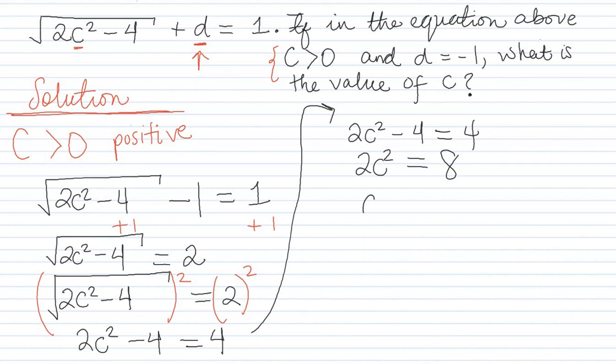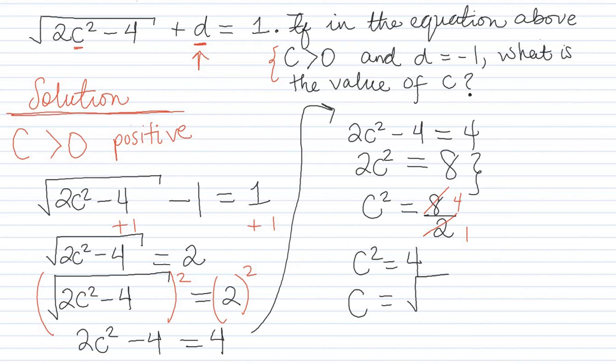So you have c squared equals 8 divided by 2, because that's the whole point. We're trying to solve for c. So we have 2 here, 2 in 8, that's 4. So we have c squared equals 4. Hence, c equals the square root of 4. So c equals plus or minus 2.